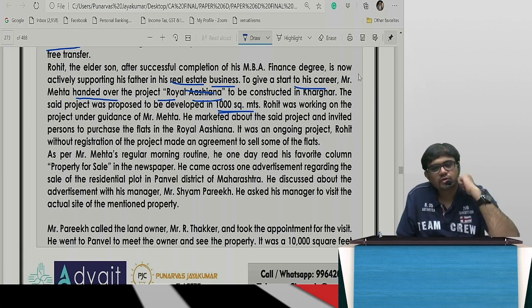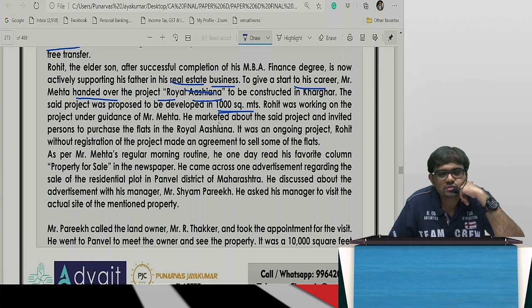Rohit was working on the project under the guidance of Mr. Mehta. He marketed the said project and invited persons to purchase the flats. Ongoing project. Without registration, he made agreements to sell some of the flats. Without registration. With whom? With RERA.